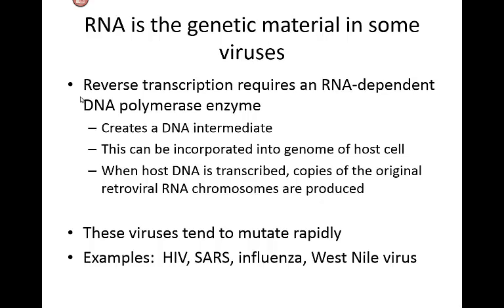Because they have to go through this intermediate process, there's not a lot of proofreading, and so they tend to mutate very, very rapidly. Some examples of RNA viruses would be HIV, SARS, influenza, and West Nile virus. One of the reasons why HIV is so dangerous is because it's constantly mutating, and so it's very difficult to make drugs that will target this virus. The same with influenza. People need to get a flu shot every single year because the flu virus strains are constantly changing.